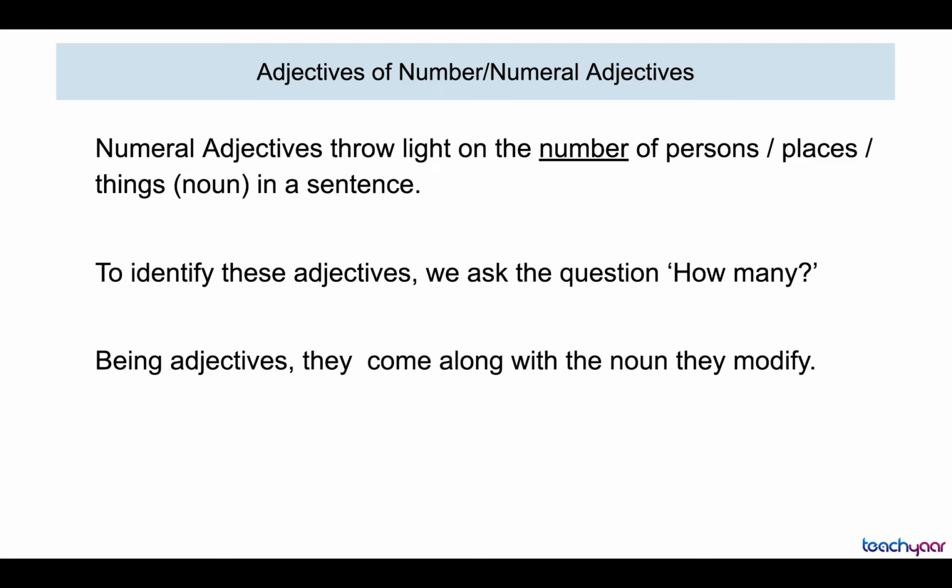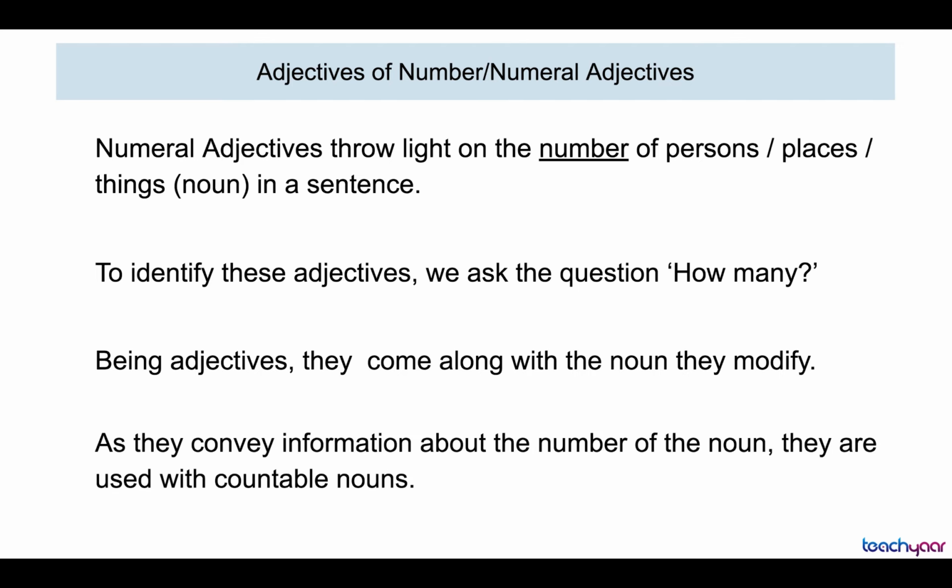And then, being adjectives, they come along with the noun they modify. That means in the sentence, when we use these adjectives of number, you will have the noun with it because adjectives describe the noun. As they convey information about the number of the noun, they are used with countable nouns. So this is a difference. When we do adjectives of quantity, what is it that we must remember? That they come with uncountable nouns. Because the question that we ask is how much? We don't actually count. But in this case, because they are adjectives of number, we use them with countable nouns.